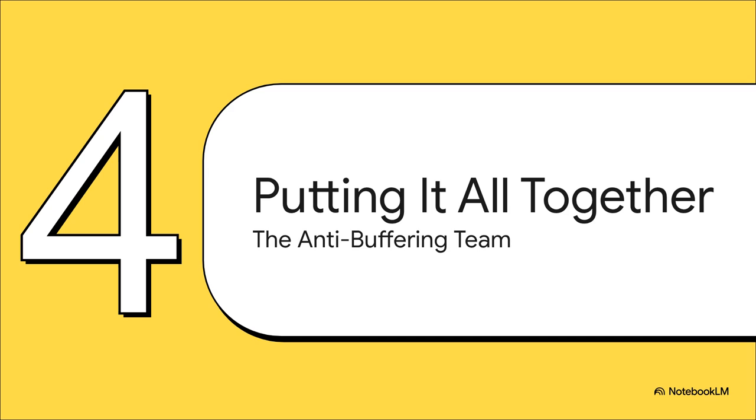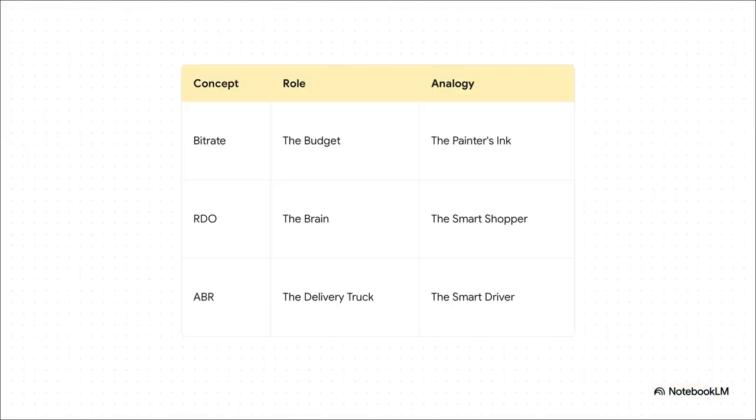So we have these three really powerful concepts. Let's take a second and see how they all work together as the ultimate anti-buffering team. It really just comes down to this. Bitrate is the budget. RDO, our smart shopper, is the brain that spends that budget perfectly to create the best possible video files for that encoding ladder. And ABR, the smart delivery driver, is the one that chooses the right file from that ladder for you at that exact moment.